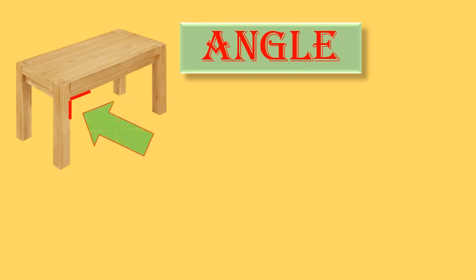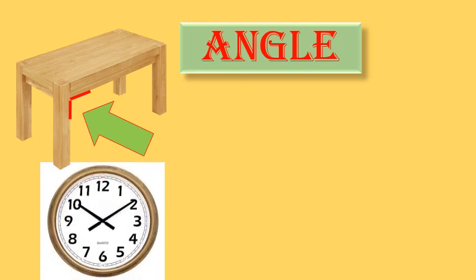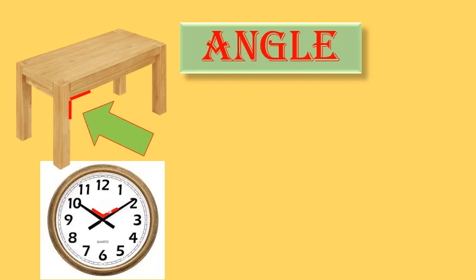Look at the picture. This is a table. The red lines show the angle between the top of the table and the leg of the table. This is a watch. The minute hand makes an angle with our hand.